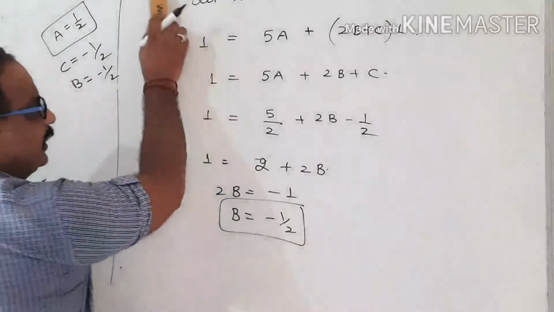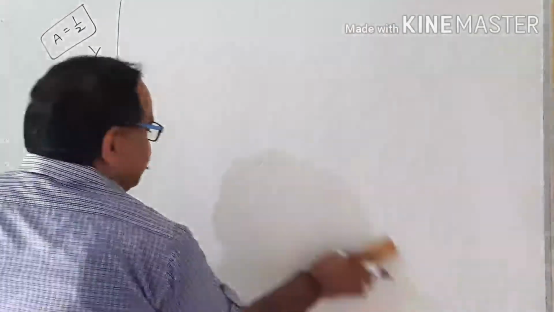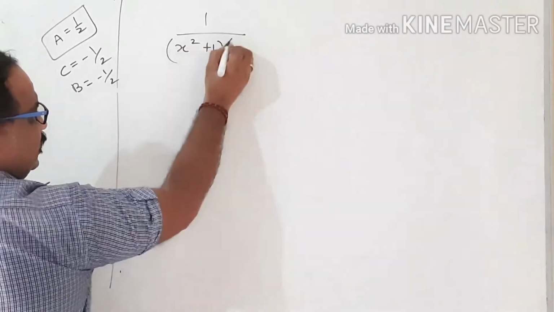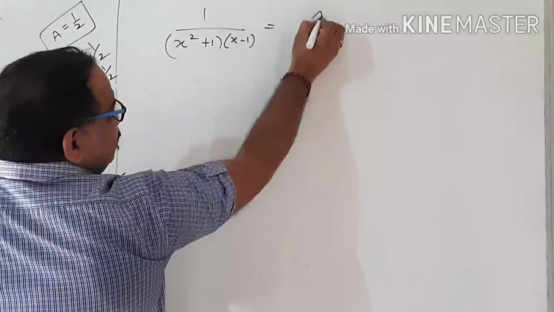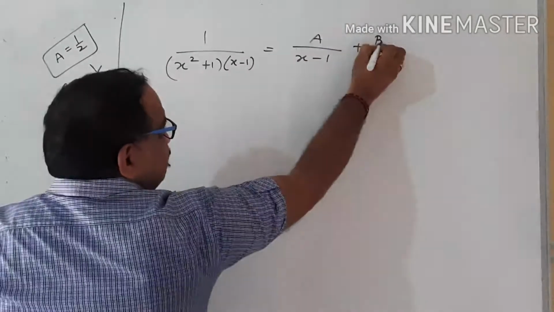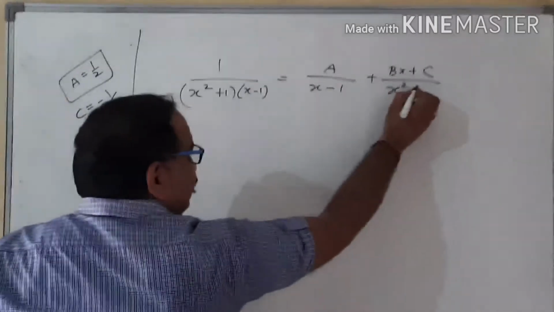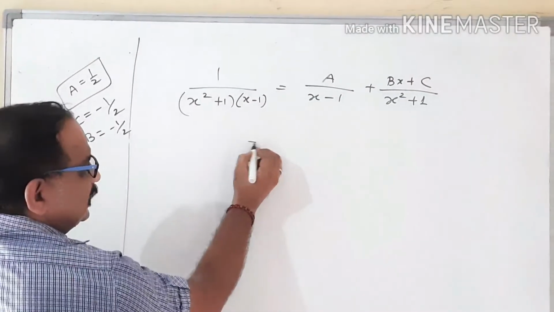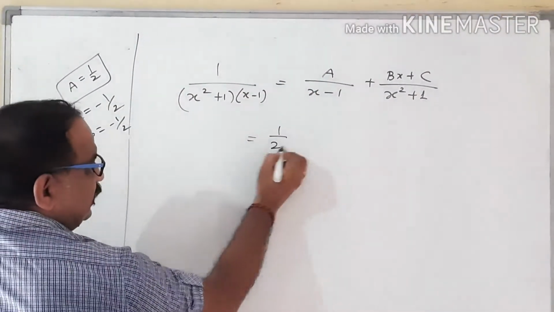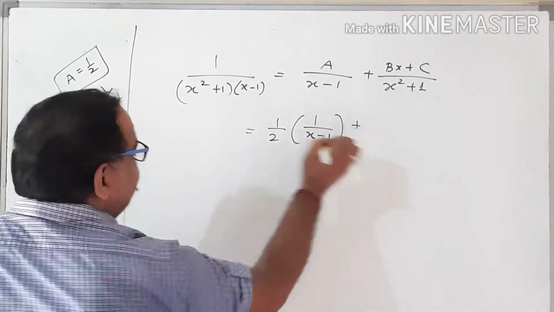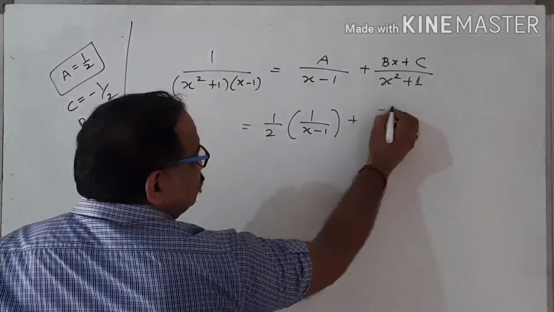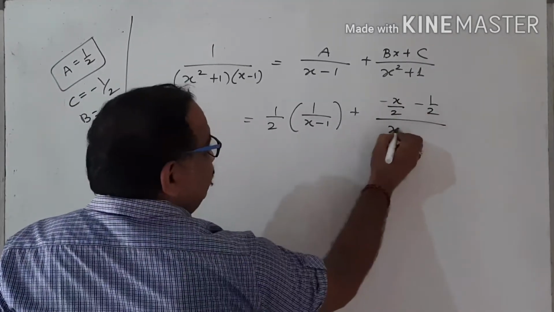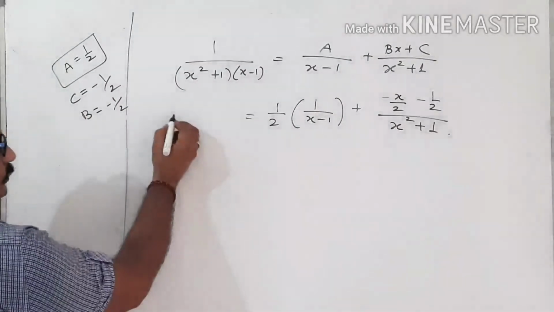Now it's time for integration. How can we do the integration? Just see. Previously the question was 1 upon (x square plus 1) into (x minus 1), and the portion was a upon x minus 1 plus (bx plus c) upon x square plus 1. Now it's time for replacing all the values. We have to substitute all the results here. In place of a, there is a half upon x minus 1. In place of b, I should put minus half, so it is minus x by 2 plus c, which is again minus 1 by 2, divided by x square plus 1.